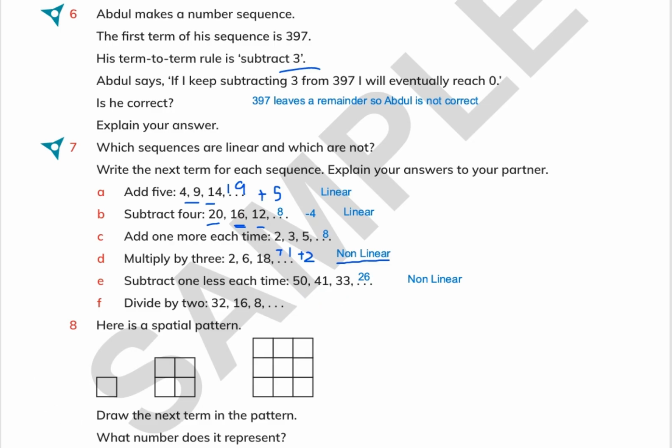F part is divide by 2. So what we have to do is divide the number by 2 every time. 32 divided by 2 is 16. 16 divided by 2 is 8. 8 divided by 2, the answer will be 4. Our next term here will be 4.